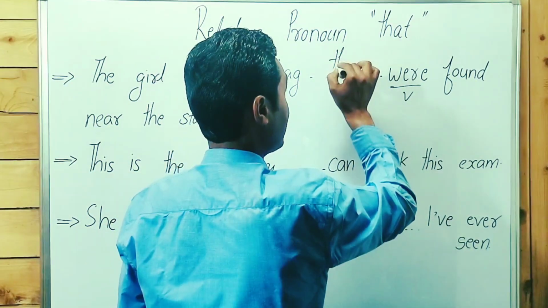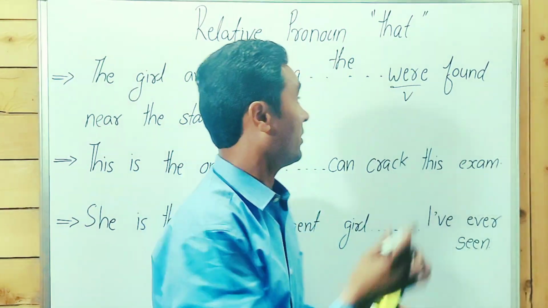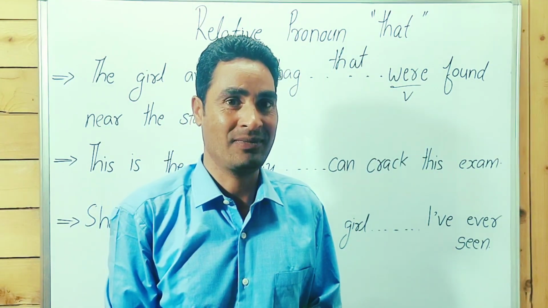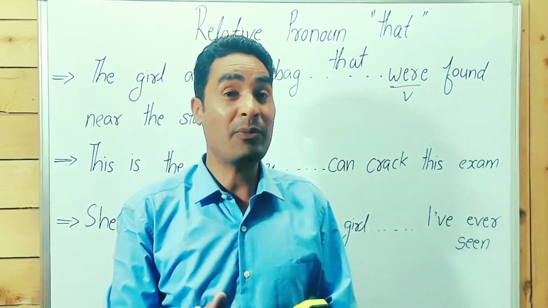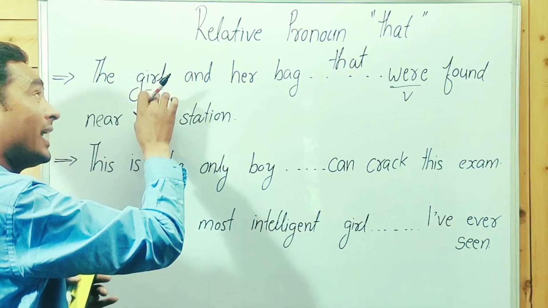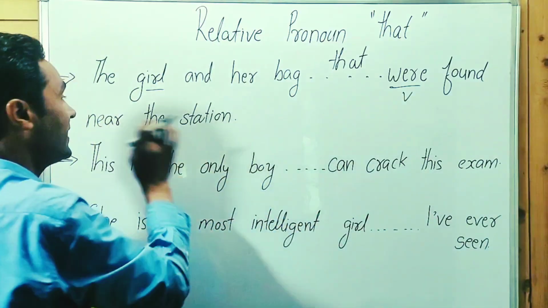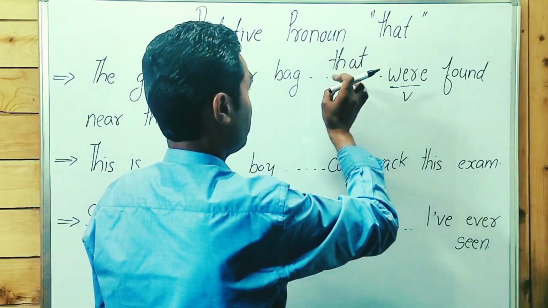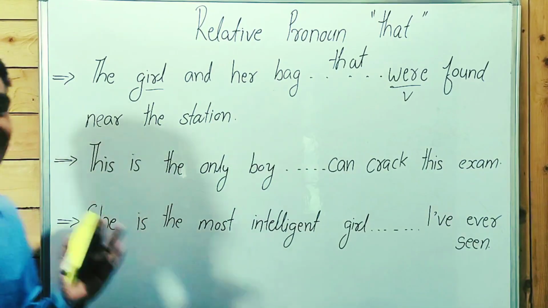Guys, point to be noted, first rule, first term of using that as a relative pronoun. When we have two antecedents, one human being and another one non-human being, in this case we use relative pronoun that. As you know, who is used for human being, girl. If there were only one antecedent, human being, girl, in this case we use who. The girl who was found near the station, correct sentence. Her bag: the bag which was found near the station, it's also a correct sentence.